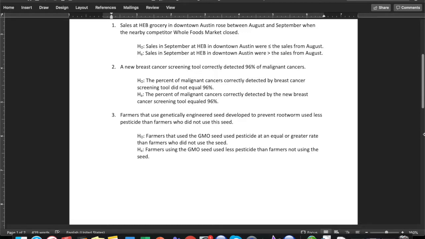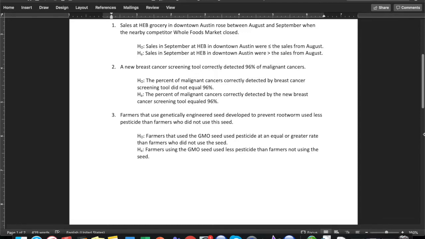So the null hypothesis: sales in September at H-E-B in downtown Austin were less than or equal to the sales from August. And our alternative hypothesis would be the sales in September at H-E-B in downtown Austin were greater than the sales from August. So did they increase when the Whole Foods Market closed? That would be what we're trying to prove.